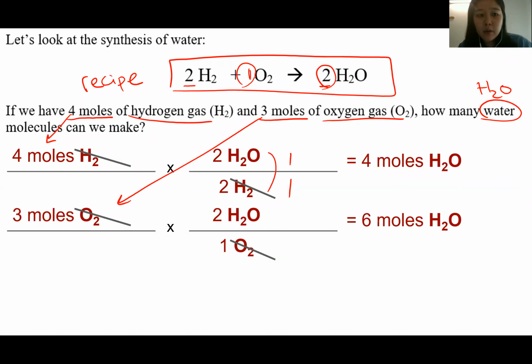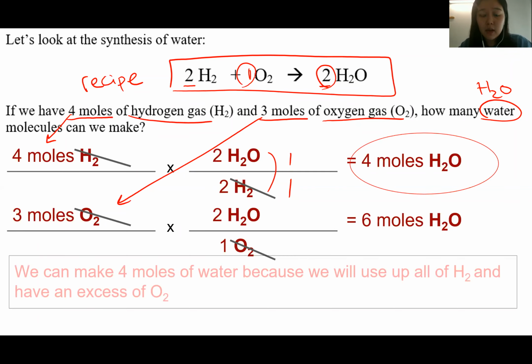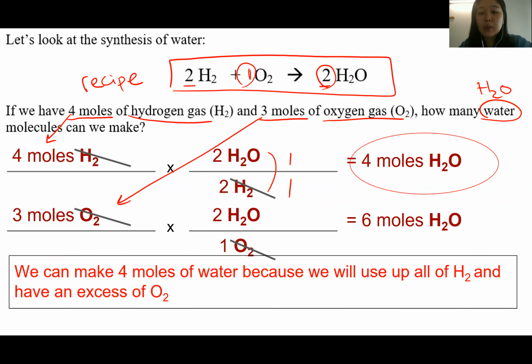So how many water molecules can we make using 4 moles of hydrogen gas and 3 moles of oxygen gas? We can make 4 moles of water because we will use up all of the H2 and have an excess of O2. So essentially this means that H2 is our limiting reactant. It limits us to making only 4 moles of H2O. And the excess reactant is O2.